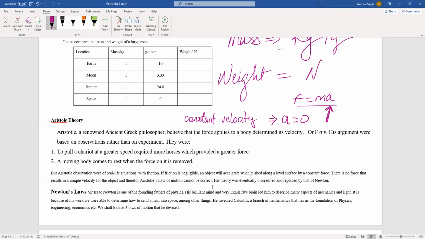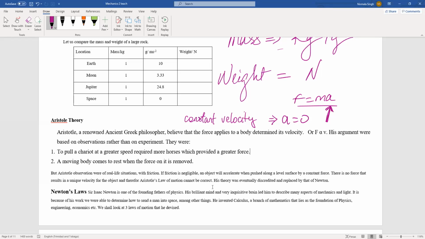So, Newton's laws, reading from your handout. Sir Isaac Newton is one of the founding fathers of physics. His brilliant mind and very inquisitive brain led him to describe many aspects of mechanics and light. It is because of his work we are able to determine how to send a man into space. This was back in the 1500s. The physics that he derived, the calculations and equations, is what we use to send men into space. It just needed technology to get there.